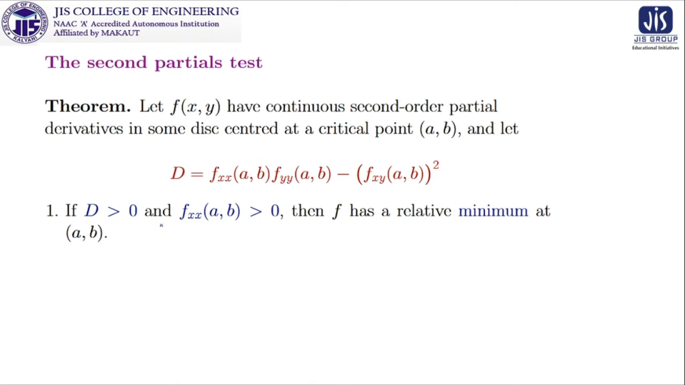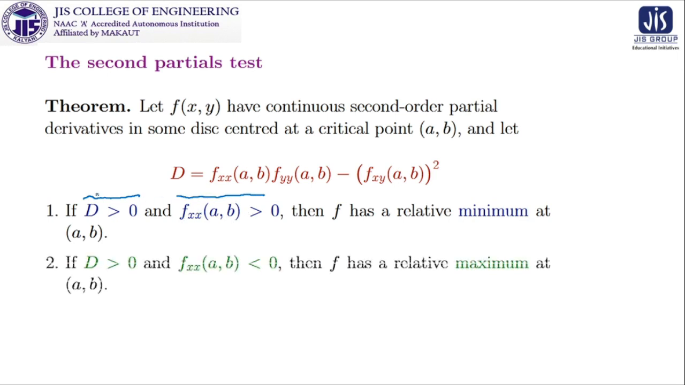Okay, if D is greater than 0, then we are going to check fxx. Clear? Second one, again we have to check that D is greater than 0, not equal to, D is greater than 0. If so, and fxx is less than 0, then maximum. But in both the cases, first condition is that D has to be greater than 0, then only we can think of maximum and minima.